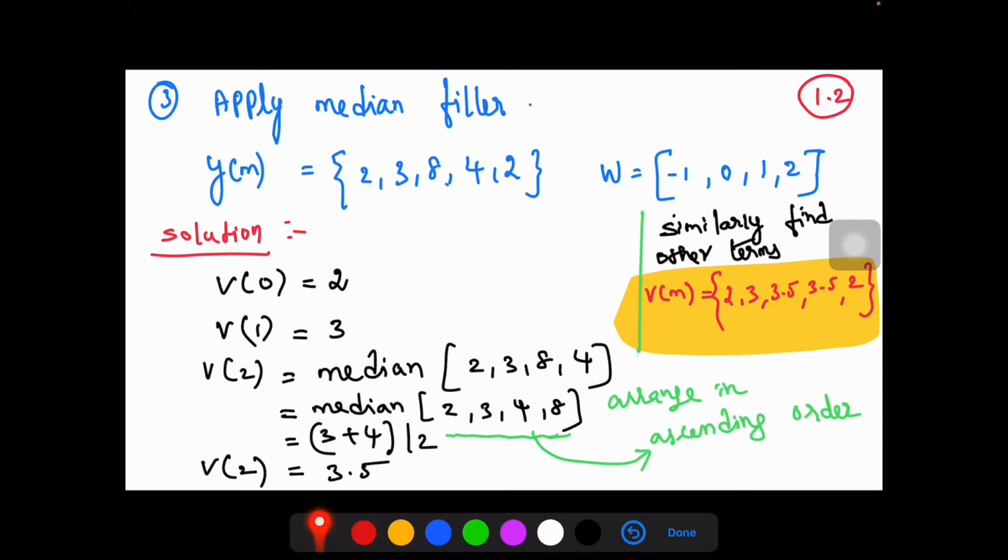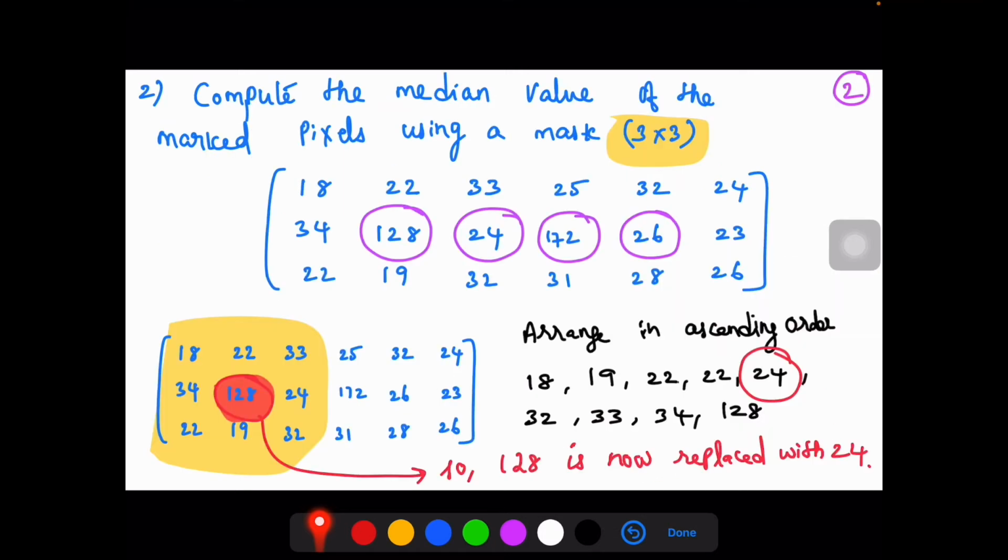Always ensure the values are arranged in ascending order. Now I have given you a 3x6 image, but the mask is given as a 3x3 mask only. We have to find the median value for the place which has been marked here and replace those values. Initially take a 3x3 mask. I have marked it with yellow color, and within that yellow mask arrange the elements in ascending order, find the center value 24, and replace that 128 with 24.